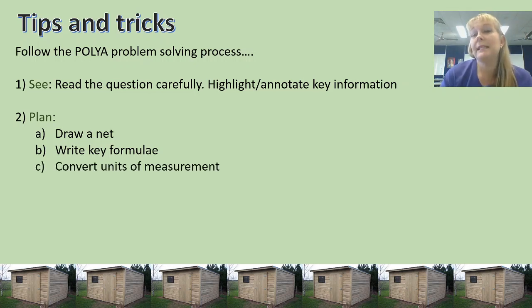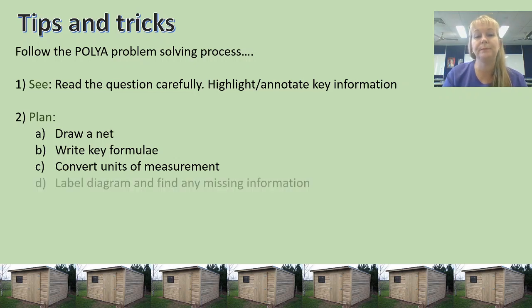In the planning stage, you might also convert something. So sometimes you're given one side in millimeters and another side in centimeters. So you want to make sure you're calculating total surface area all in the one unit of measurement. And this is the time to do those conversions. You might also need to label your diagram with any missing information. For example, with the triangular prism, you might have a hypotenuse that you need to find using Pythagoras' theorem. This is the time to do that planning and put that information onto your diagram.